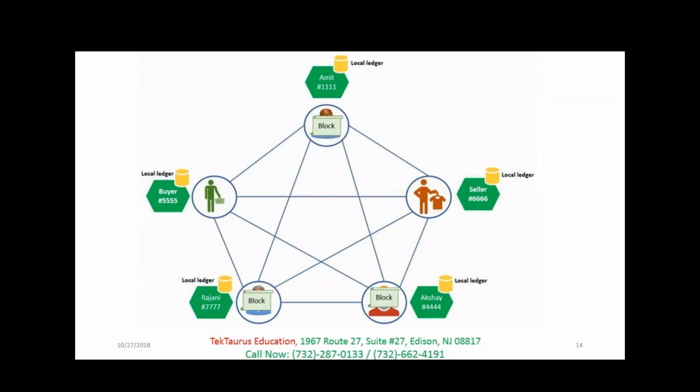After this, the amount is transferred, and that transaction is updated in the ledger copy of each and every computer. There are 5 copies of the ledger. Every ledger copy is an exact replica, and every copy has all the transactions. Getting the point?